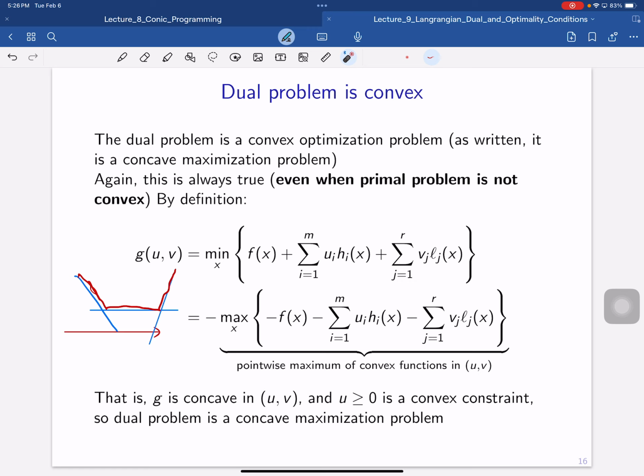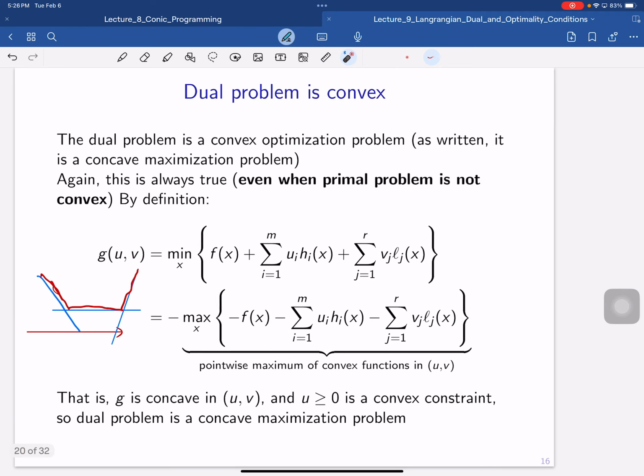So if this function is convex, then if you take the negative of that function, that is a concave function. And since we are maximizing over G, U, and V, then you are maximizing over a concave function. That's why the Lagrangian dual is always convex.